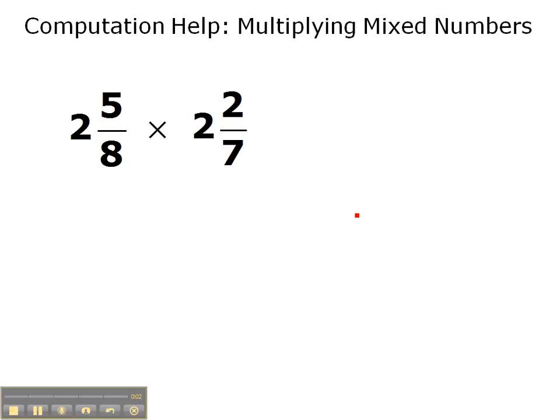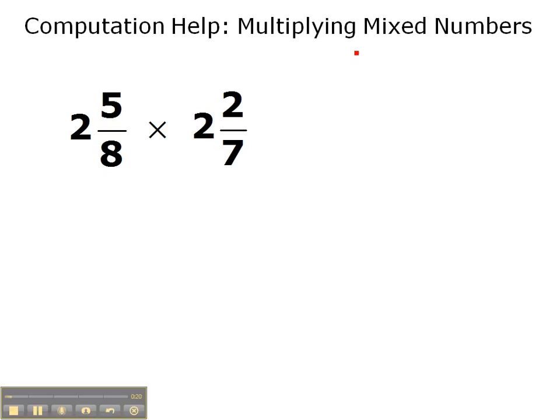Okay, this computation help video will help with multiplying mixed numbers. In this case, we want to multiply 2 and 5/8 times 2 and 2/7. Something we learned in class, we learned a song, and part of the song was multiplying fractions. That's no problem. Top times top and bottom times bottom.